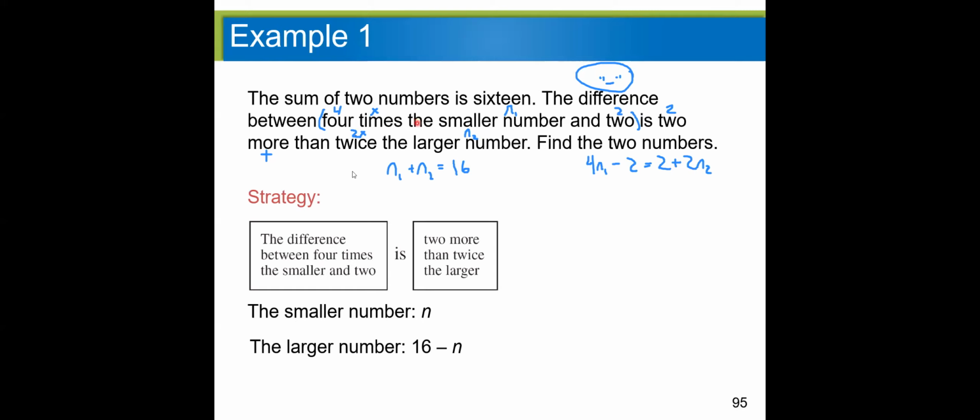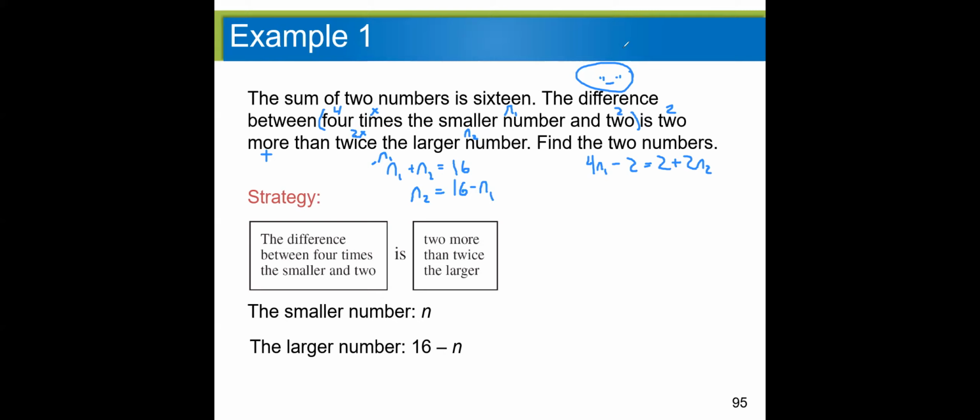So what they did is they took this original equation here and they rewrote it in terms of each other. So they subtracted the N1 over, my bad, because we say N2 is a large number. Subtract the N1 over, so that N2 is equal to 16 minus N1.